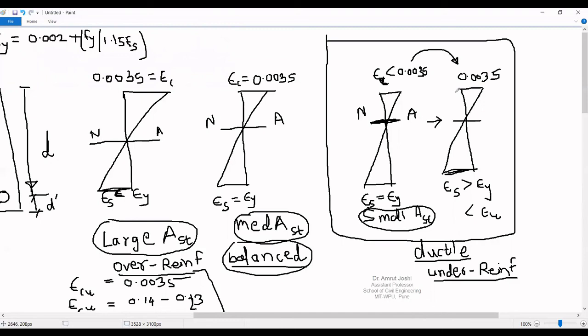In the next class, or in the next short video, we are going to draw bending stress distribution diagrams for over reinforced, balanced and under reinforced sections, and we are going to derive the expressions for various parameters of the balanced section. So let us stop here today.